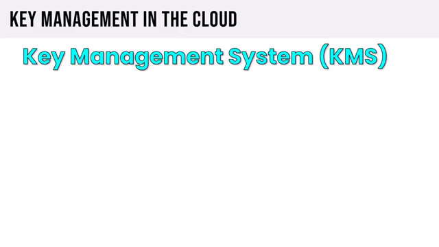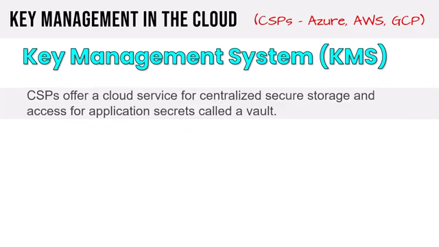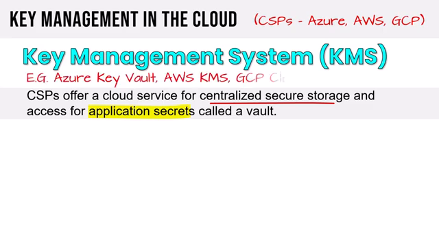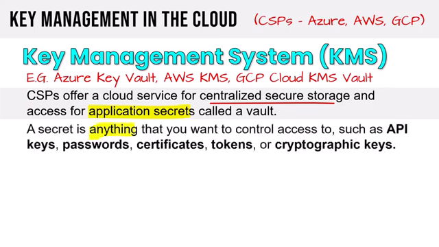So let's talk about key management in the cloud, key management systems in particular. All of your CSPs, Azure, AWS, Google Cloud Platform, they all offer a cloud service of some sort for centralized secure storage and access control for application secrets, a vault solution. In Azure, it's called Key Vault. AWS, it's KMS. Google Cloud Platform, it's Cloud KMS Vault. A secret, in this context, is anything that you want to control access to, like an API key, a password, certificates, tokens, cryptographic keys.